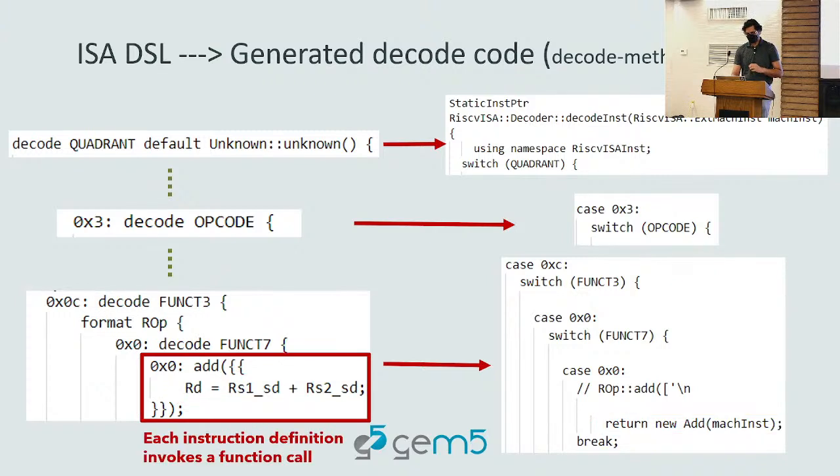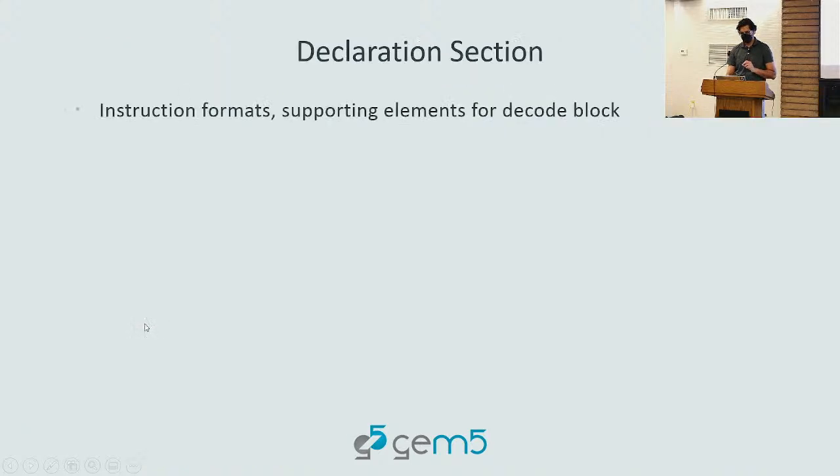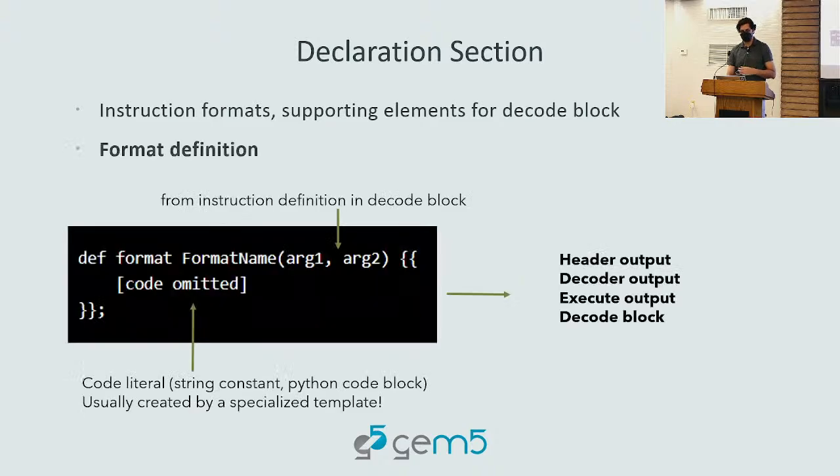Just to remind you, on the left side, when you specify this, you are really invoking a function call, and the function call depends on the format you're using. In this case, what format are we using? It's called ROP. That brings us to the format blocks.